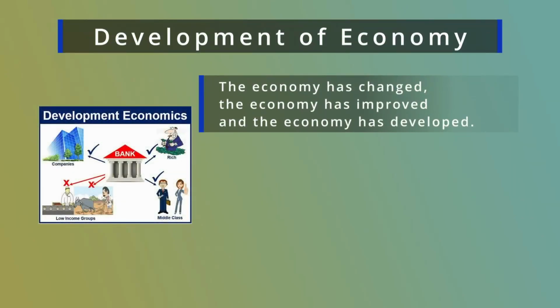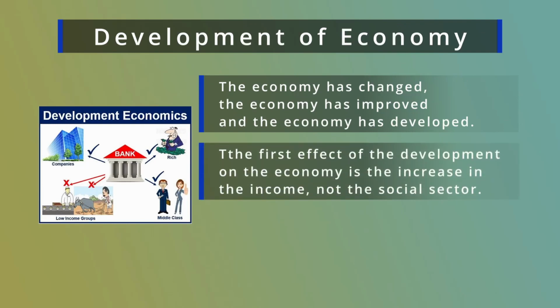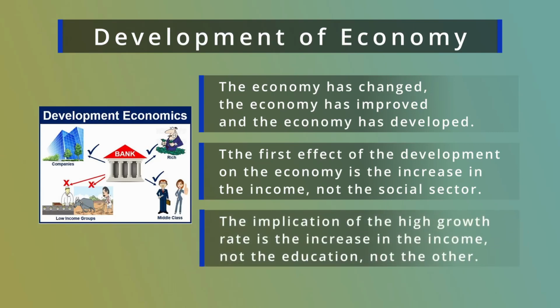Now we come to the second stage of demographic transition. The economy has changed, improved, and developed. The first effect of the development on the economy is the increase in income, not in the social sector. First it is the growth rate increase, and the implication of the high growth rate is the increase in income, not education or anything else. So the increase in income enables people to have good food. So diet improved. People generally take in food properly. First thing.